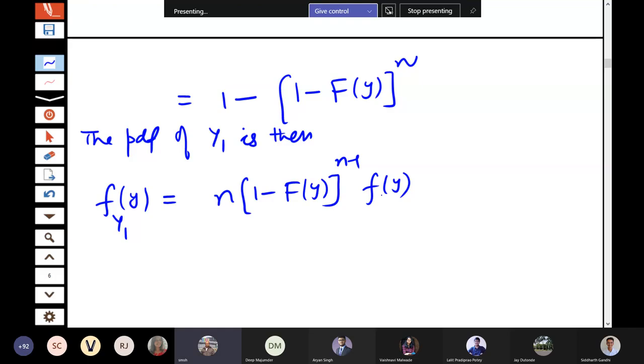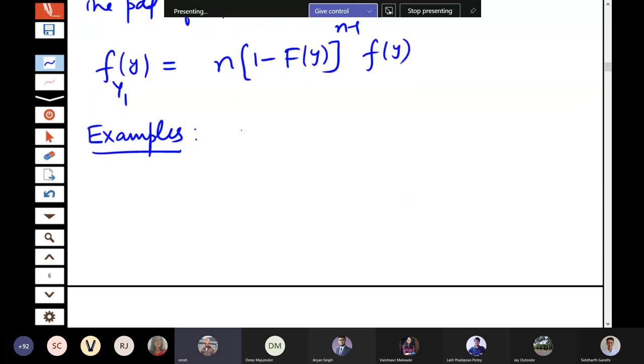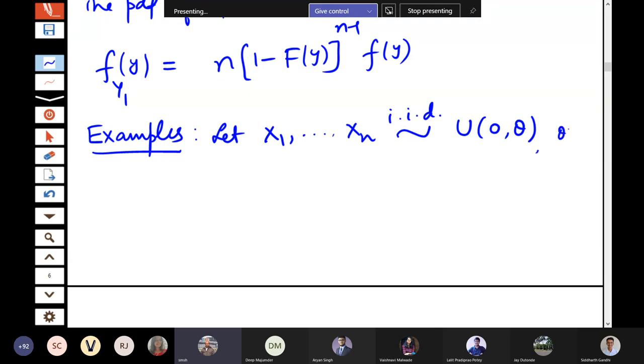Let us just look at some example here. Suppose I consider, say, let X1, X2, ..., Xn be a random sample from the uniform distribution on the interval 0 to theta, where theta is positive. So what is f(x)? That is 1 by theta, for 0 less than x less than theta.